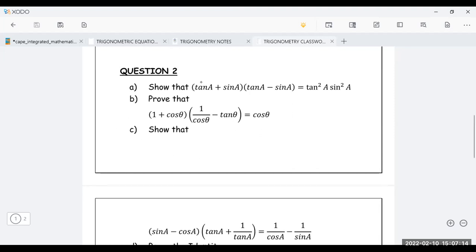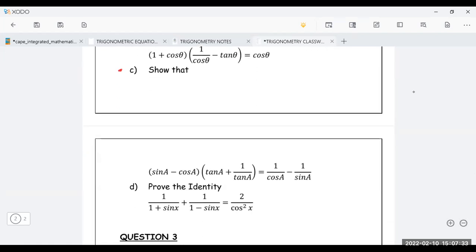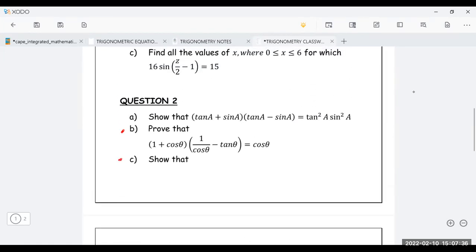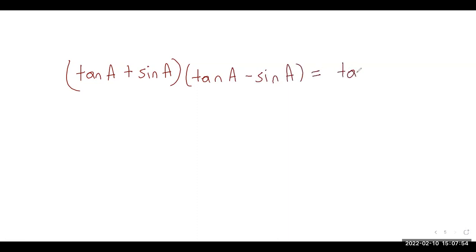Like the first one, it says, show that tan A plus sine A times tan A minus sine A is tan square A times sine square A. So we're going to do this first one together, then I'm going to have you do the second, the third and the fourth. So the first one here, we have tan A plus sine A, multiplied by tan A minus sine A. I need to show that it's the same as tan square A sine square A.